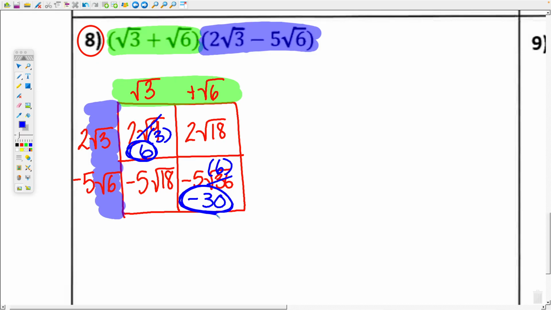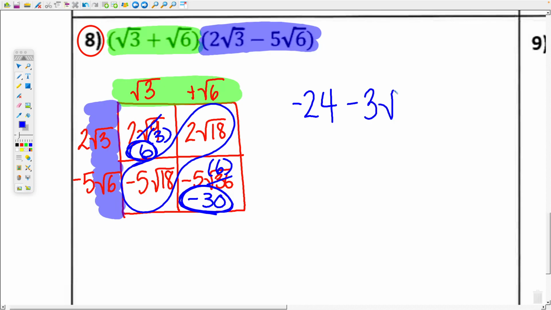So I know that these don't have radicals. We can go ahead and slap that over to the side. 6 minus 30 is negative 24. But then these are like terms because they both have a radical 18. Negative 5 plus 2 is going to be negative 3. And then keep the radical 18.